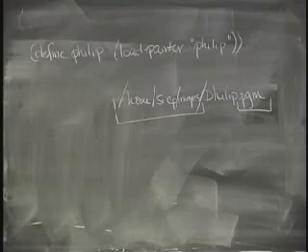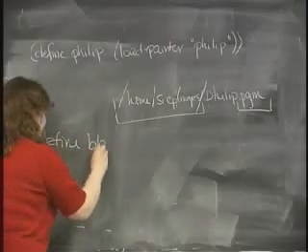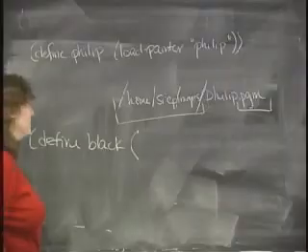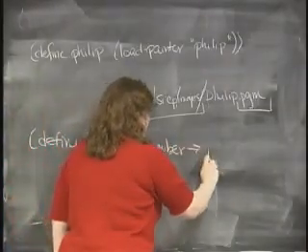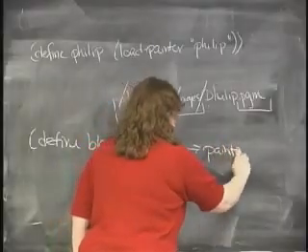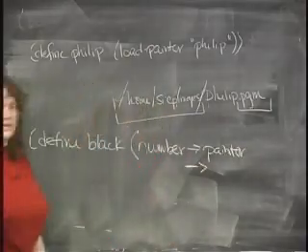So, what is this? A black screen. Actually, you can define a black screen. How do we define a black screen? There are different ways to create painters. You can define black to be, there is a procedure called number to painter. I draw it as an arrow, but it's actually a dash greater-than sign.